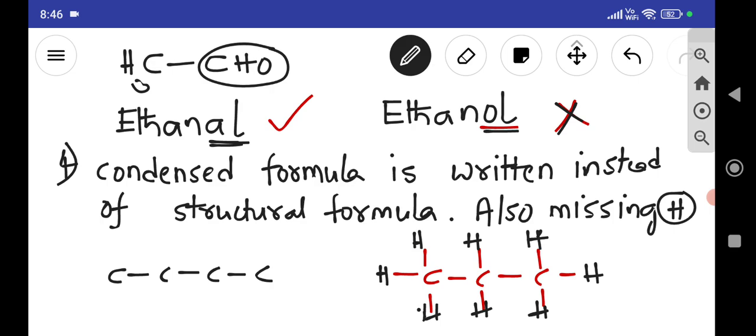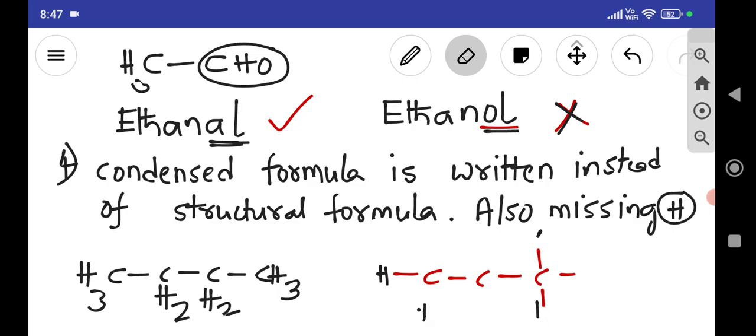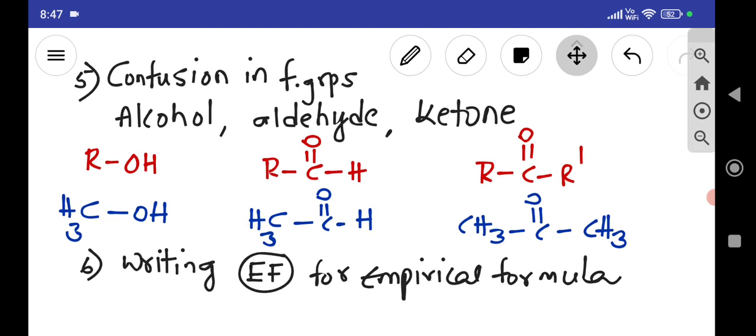Next mistake is condensed formula is written instead of structural formula. For example, you are writing the carbon skeleton like this, CH3, CH2, CH2 and CH3, but it should be expanded like this. And also sometimes what will happen is you forget to write the hydrogens somewhere here. This is just written as a carbon skeleton, so this will result in the reduction of marks.